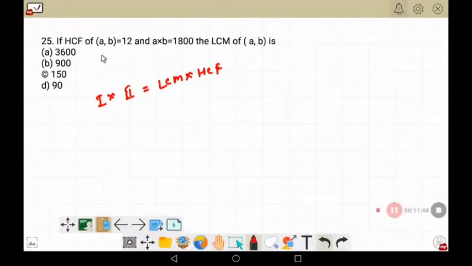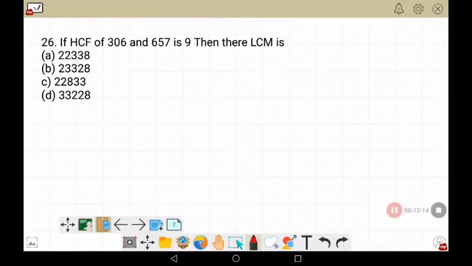Look at here. The HCF of A and B is 12. Substitute the value of HCF 12, and A into B equals 1800. A into B, that is first number multiplied by second number, gives 1800. So LCM we need to find out. Very easy. LCM हमें find out करना है. 12 1s are 12, 12 5s are 60. LCM equals 150. Very easy question. C is the answer.